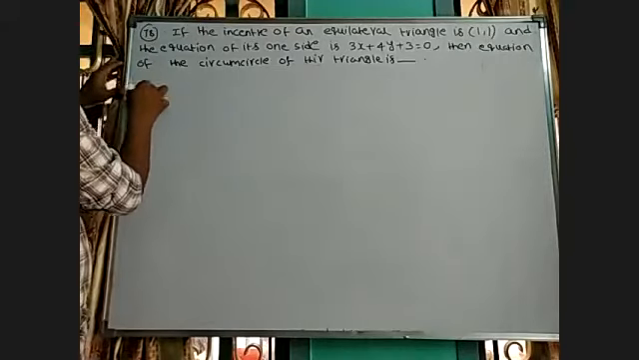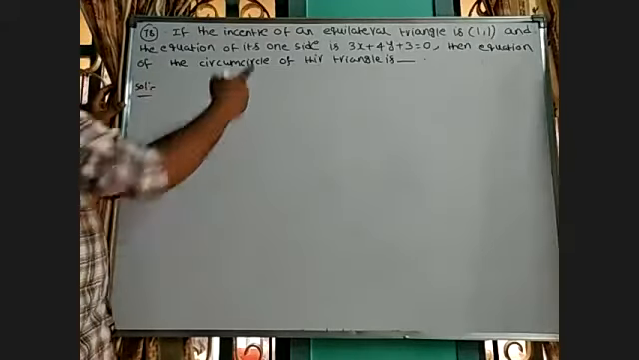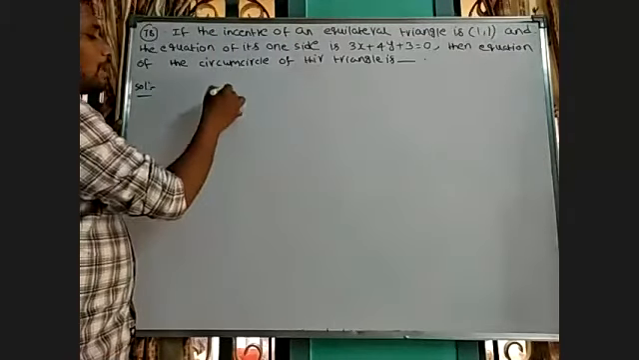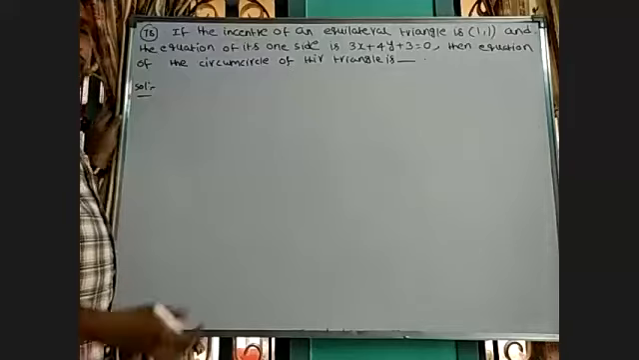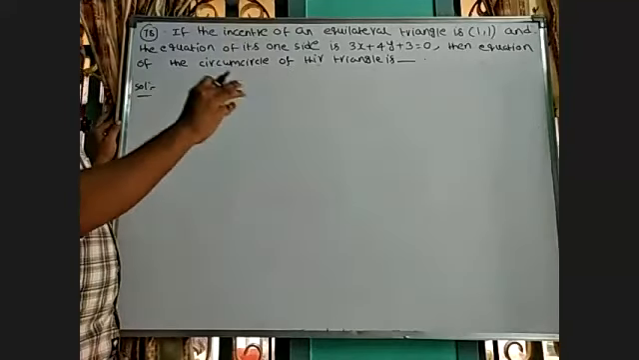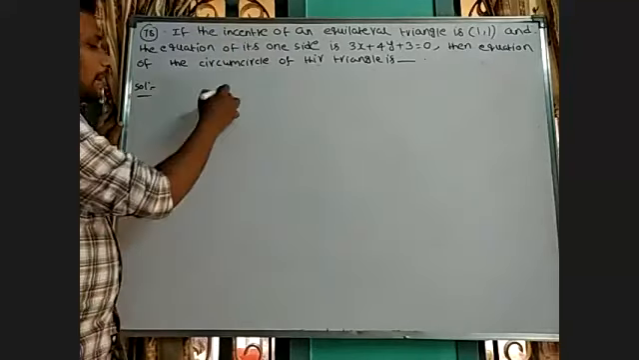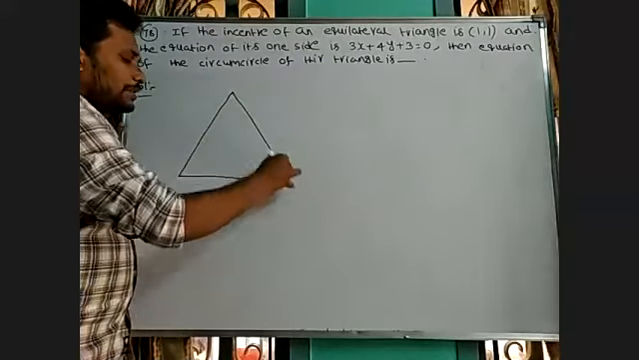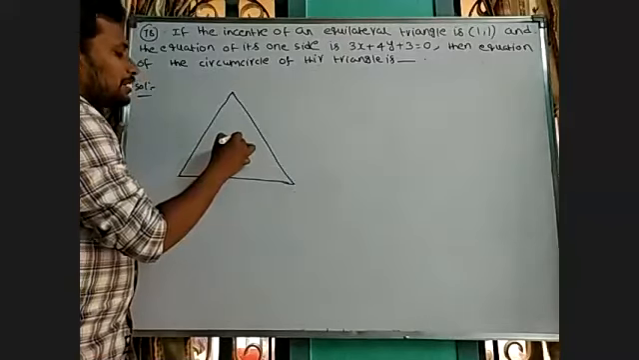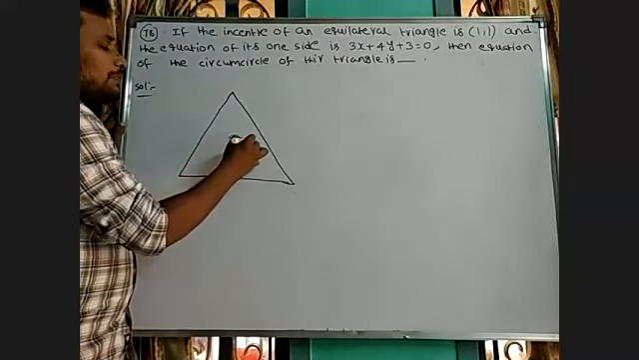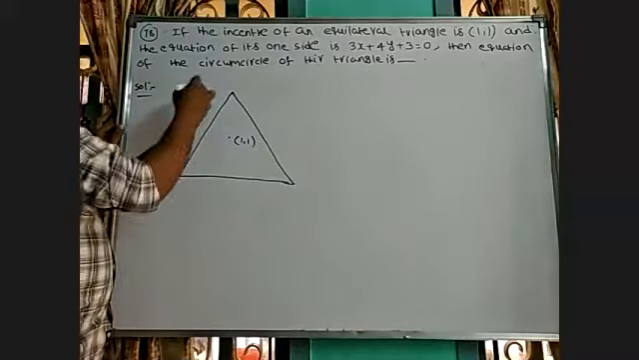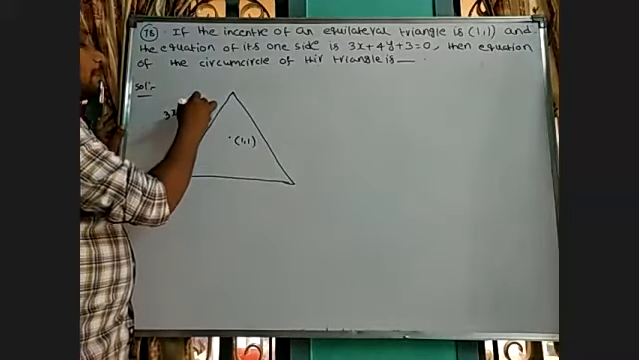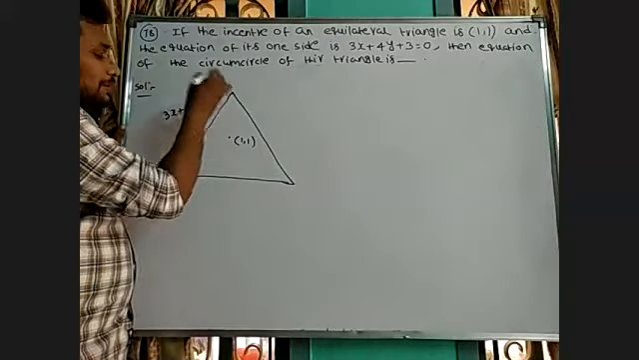First you can see what they give. If the incenter of an equilateral triangle is 1, 1, in an equilateral triangle incenter and circumcenter both are equal, okay, that's why I am taking this as the triangle. This incenter is 1, 1. Next this side is what they give, 3x + 4y + 3 = 0.